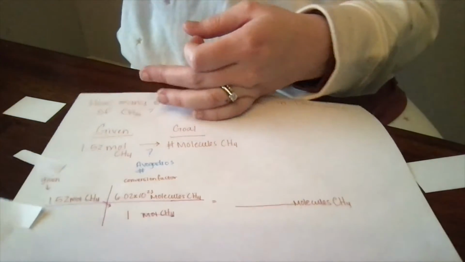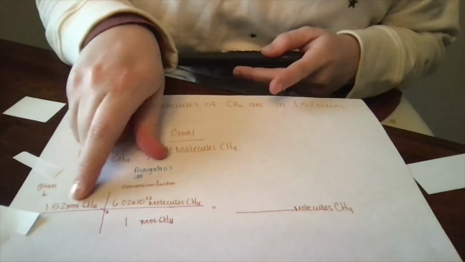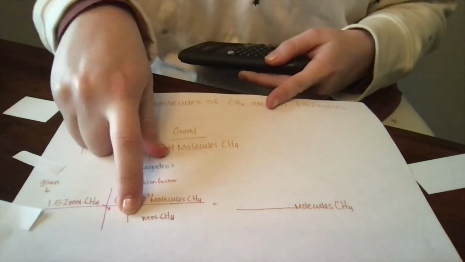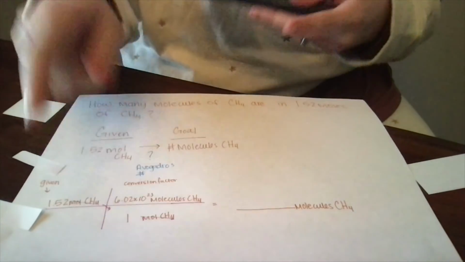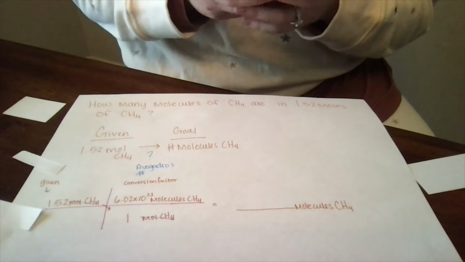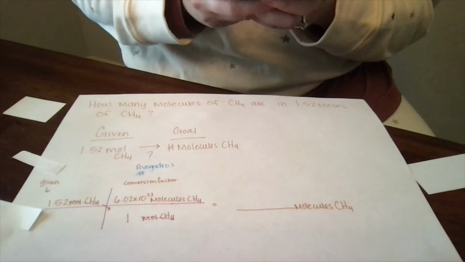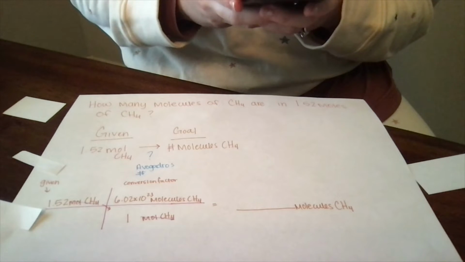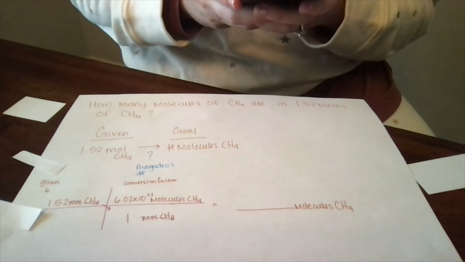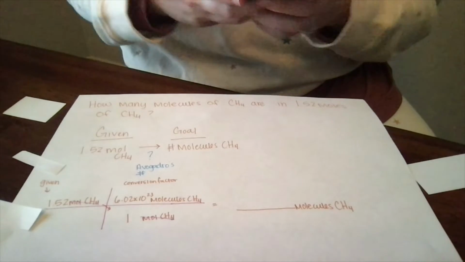And again, you multiply the top. We're going to multiply the top numbers, divide it by the entire bottom, which is just 1. So in my calculator, I'm going to show you. I'm going to put 1.52 times, open parentheses, 6.02 times 10 raised to the 23rd, close.